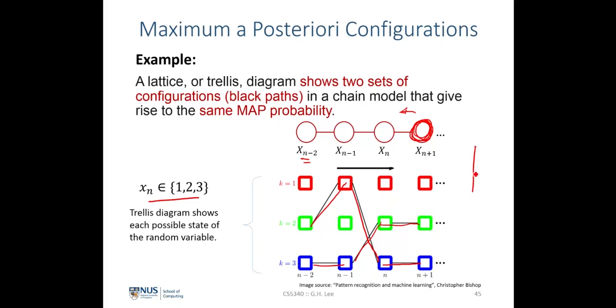So what this essentially means is that suppose I'm able to view this graph with x_{n-2} all the way to x_{n+1}. So this is the joint probability of x_{n-2} all the way to x_{n+1}. And there are actually 2 peaks over here that give rise to the same maximal probability value. And these 2 peaks correspond to these 2 sets of configuration over here.